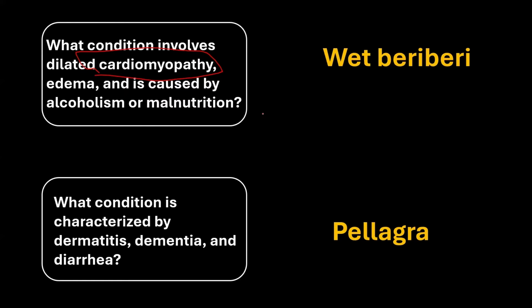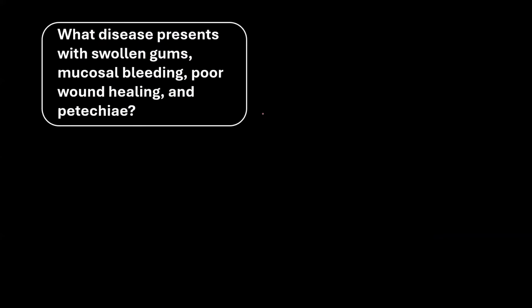Yeah, niacin, which I think is B3. Good. Okay, what disease presents with swollen gums, mucosal bleeding, poor wound healing, and petechiae? Yeah, scurvy, which is what? Yeah, perfect. Vitamin C deficiency.